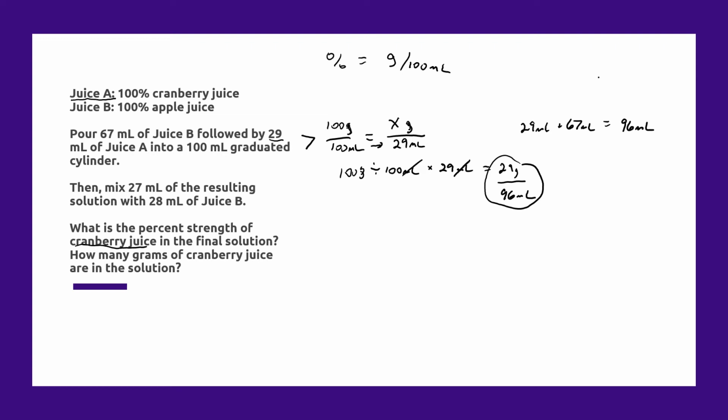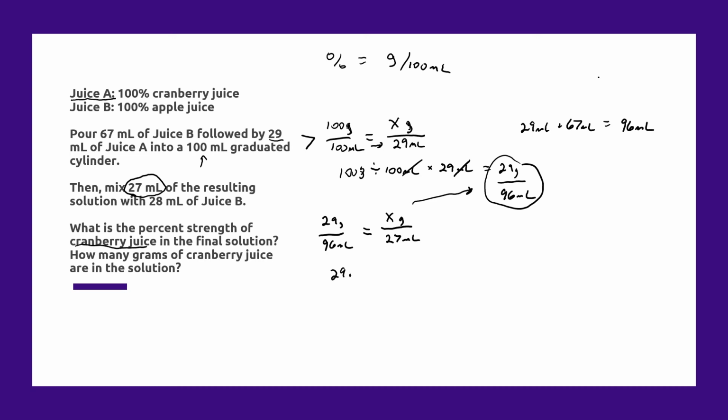Now we set up another proportion to figure out how many grams of cranberry juice we're going to have in this final solution. So again, how many grams are we going to have in our final solution, where we're going to take 27 milliliters of that solution above. So how many grams of cranberry juice are there in 27 milliliters of this solution, when we know, going back to this, that we have 29 grams per 96 milliliters. Hopefully you understand what we've done there.